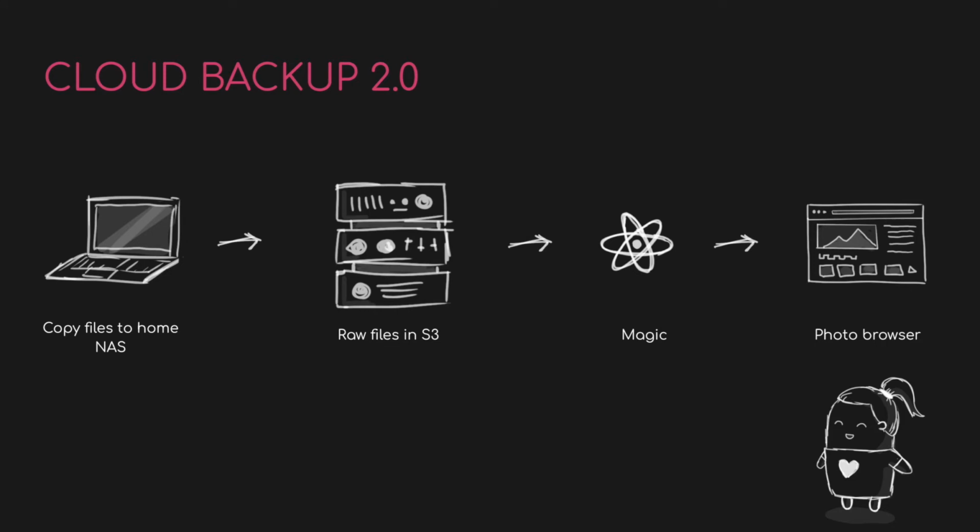So now the Cloud Backups Solution 2.0: we copy the files to the network drive, and then we have the Raspberry Pi handling the resize and syncing.